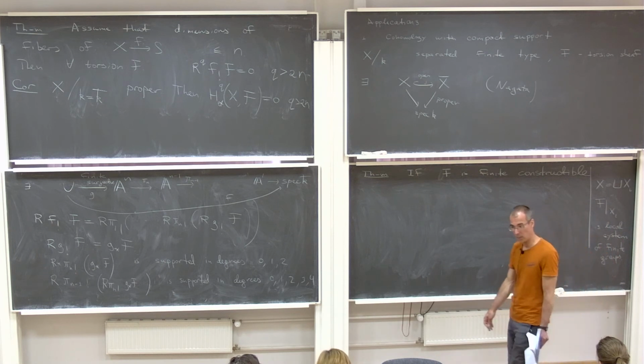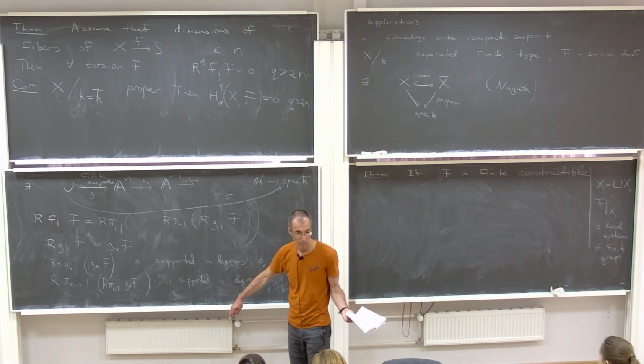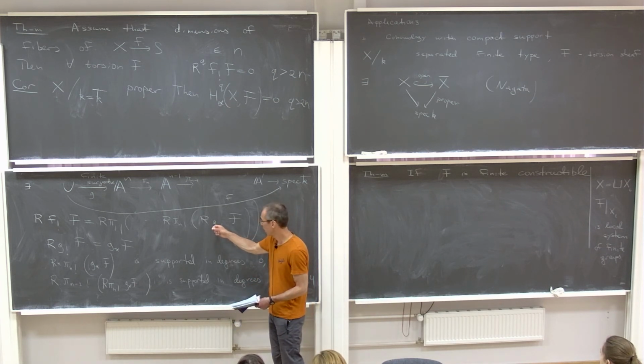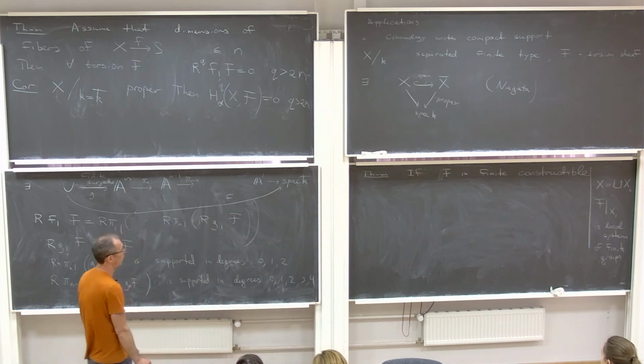So an example of a constructible sheaf is you can take a local system. Yeah, that's a constructible sheaf. You can take its j lower shriek extension, zero extension, for example. That's a very good example.